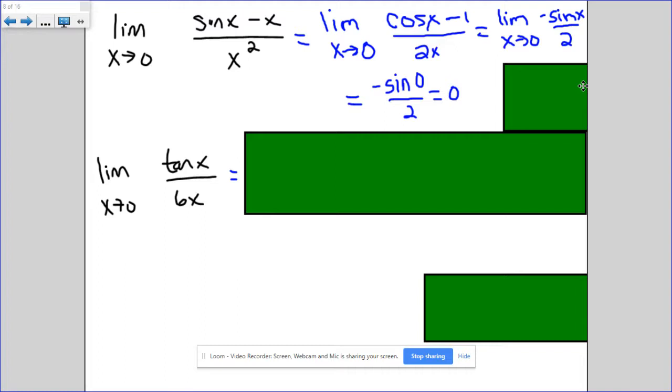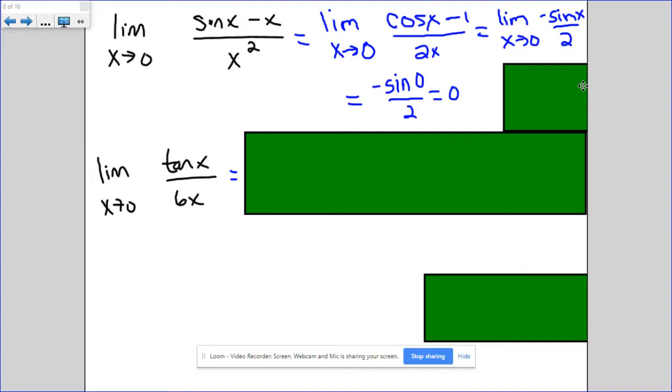So there may be times where you have to take the derivative more than once to make it work. You can only do that if you get 0 over 0 again, or infinity over infinity, if that's what we're dealing with. So that's one trick you need to know about. There may be times you have to take the derivative more than once. Okay, this next one has a different trick you'll see in a moment.